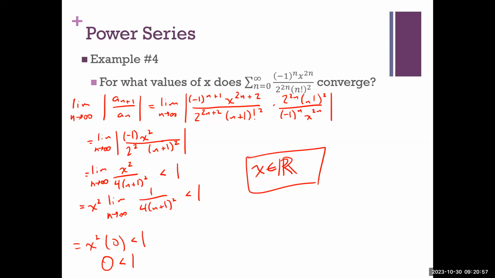So basically, the very last step we have there shows that the ratio test converging has nothing to do with x, which means x can be absolutely anything. This ratio test will always, this ratio will always deliver a value less than 1. So this very strange looking series here converges absolutely for all values x.